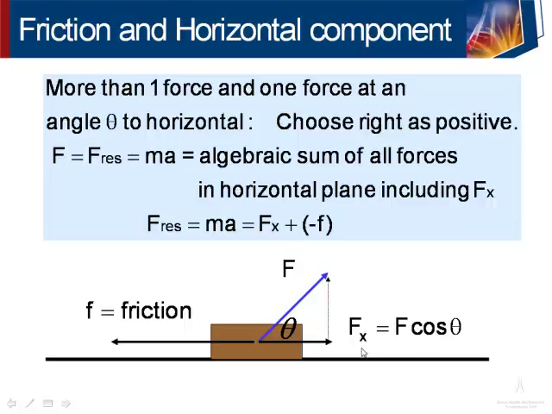We use the formula for the horizontal component: Fx is equal to F cos theta. One can then calculate this Fx value, and remember, to get the resultant we need to take the algebraic sum of all the forces in the horizontal plane. Therefore we use Fx plus the negative friction, and so it becomes Fx minus friction to get the resultant force in this situation.